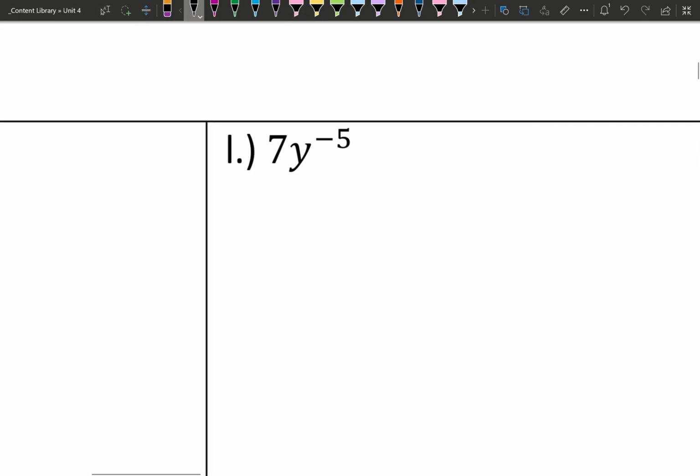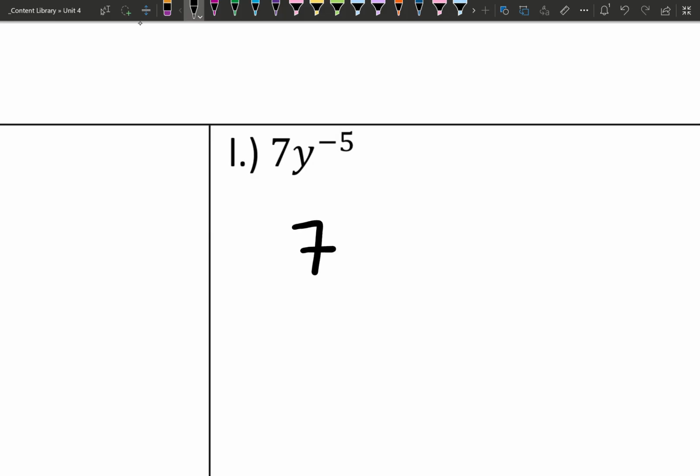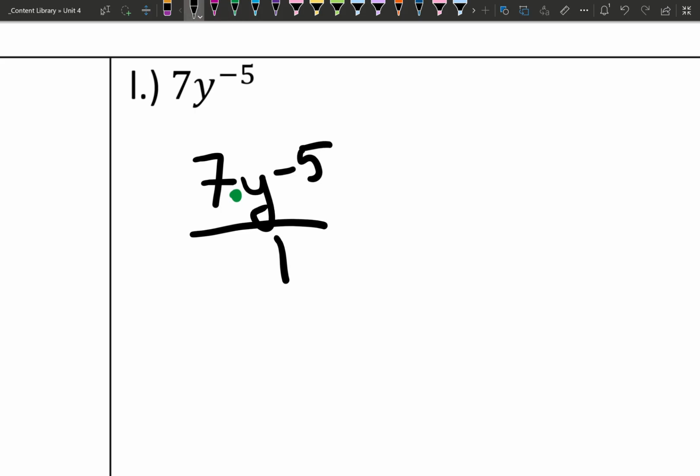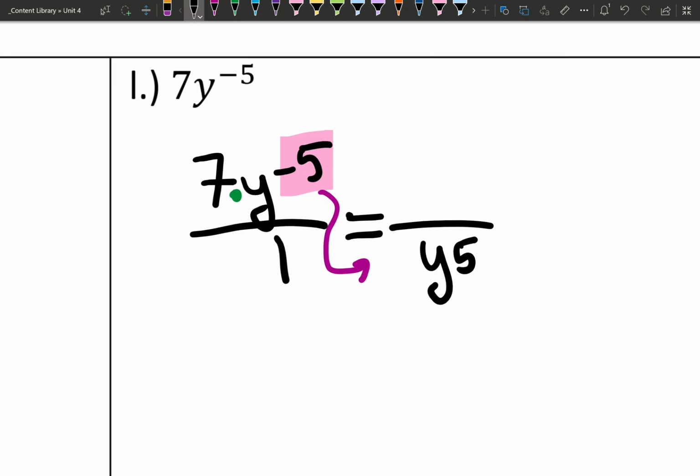Letter L. Letter L is not a fraction. I'm going to go ahead and rewrite it, and I'm going to include that little times that's happening between 7 and y to the negative 5th. Y to the negative 5th means we're going to take y and place it on the bottom of our fraction line and give it a positive 5 power. The 7 remains on top.